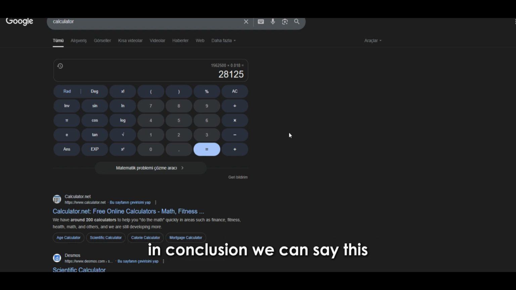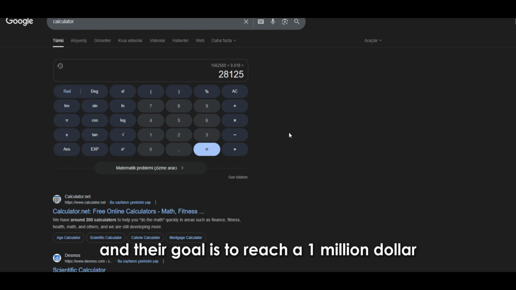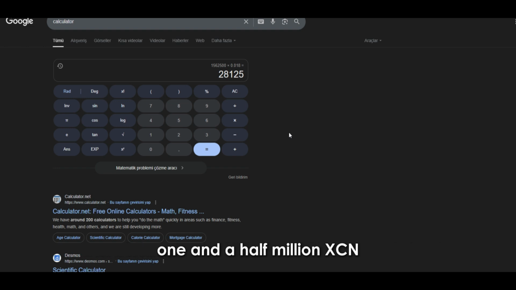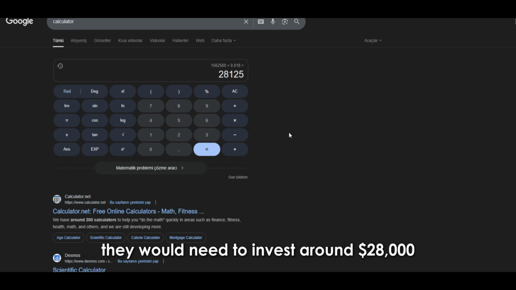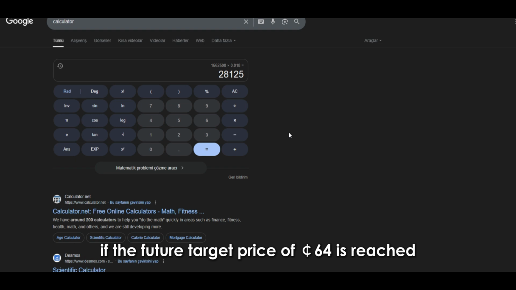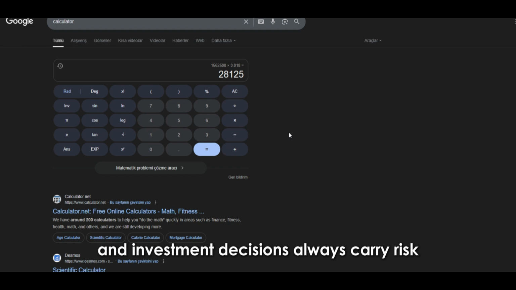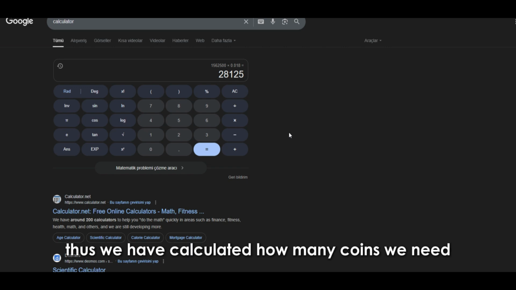In conclusion, we can say this: if an investor wants to invest their capital in XCN and their goal is to reach a $1 million net worth, then they would need to hold approximately 1.5 million XCN. And if they want to buy these coins at today's price, they would need to invest around $28,000. This investment could potentially yield a $1 million return if the future target price of 64 cents is reached. Of course, all of this is based on assumptions, and investment decisions always carry risk, but this scenario can be seen as a hopeful roadmap. Thus, we have calculated how many coins we need.